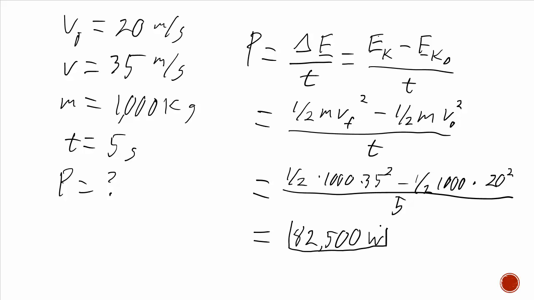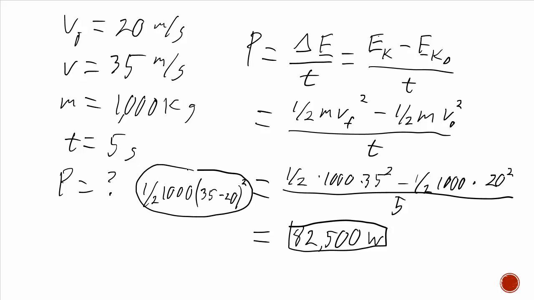That's not that much. I will make one comment. I mentioned earlier you could factor out this 1/2 times 1,000. A common mistake, if you do that, you've got 1/2 times 1,000, and then I've seen a lot of students take 35 minus 20 and then square it. Do not do that, okay? That is not the same algebraically as factoring out that 1,000 and doing 35 squared minus 20 squared. This is the correct way if you want to factor it out. Do not do it this way.